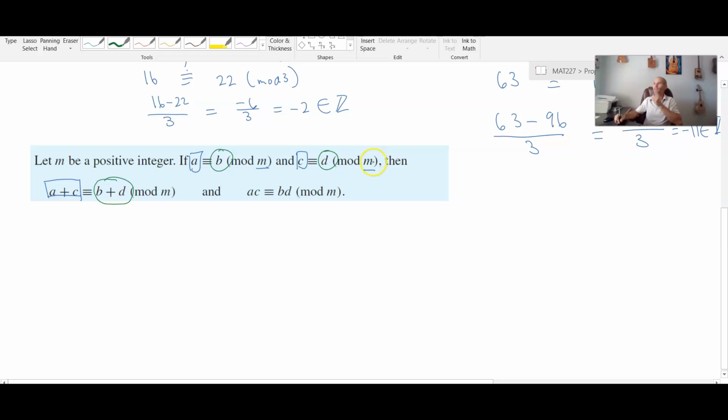So as long as these divisors are the same, and that's important here, then the sum of the two values on the left is congruent to the sum of the two values on the right, mod whatever the divisor is. And similarly, I can say that A times C is congruent to B times D as long as both of these expressions have the same divisor, which is M. So if this divisor is the same here and here, then I can write these two statements.